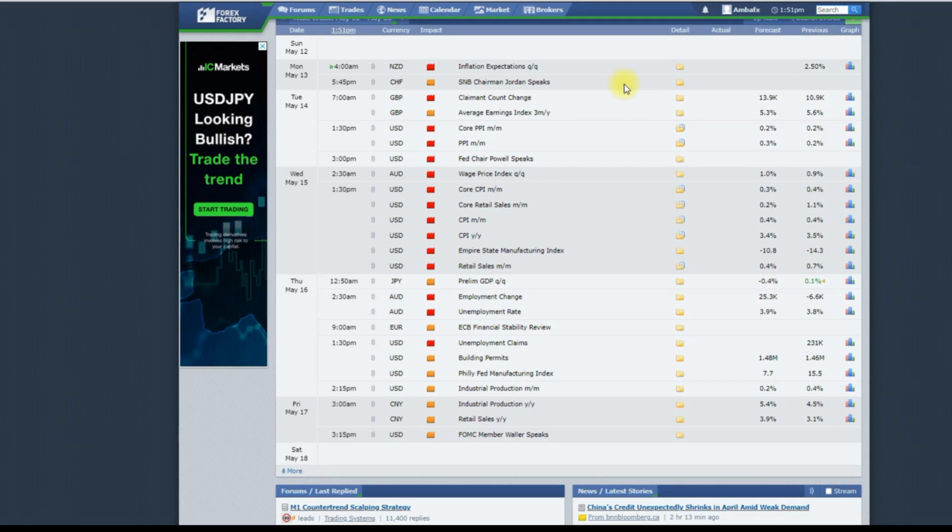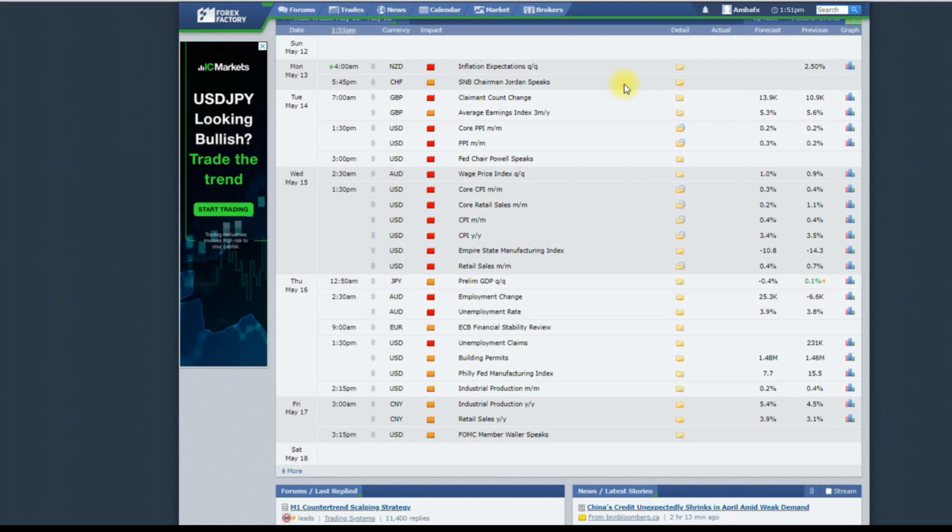We have the consumer price index month over month, which is predicted to remain as previous. And the consumer price index year over year, which is predicted to slow down in May 2024. At the same time, we have the Empire State Manufacturing Index and the retail sales from the US dollar. Retail sales is predicted to slow down in May. So let's see what this report will bring, and you don't want to be on the wrong side of this move.